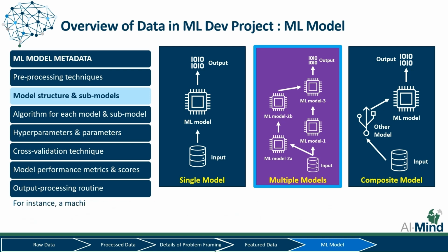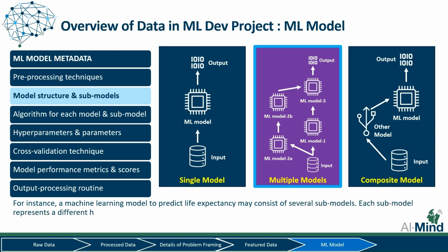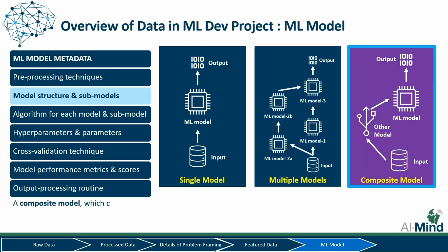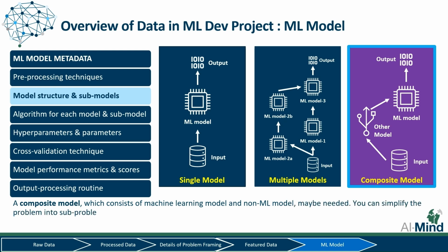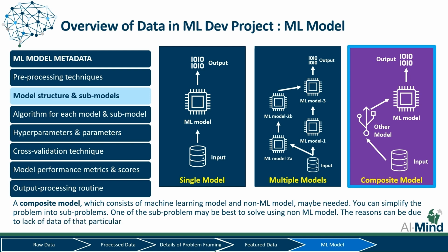For instance, a machine learning model to predict life expectancy may consist of several submodels. Each submodel represents a different health domain or risk factor. All together contribute to the life expectancy prediction. A composite model, which consists of a machine learning model and a non-ML model, may be needed. You can simplify the problem into subproblems, and then one of the subproblems may be best solved using a non-ML model. The reasons can be due to lack of data for that particular subproblem, or required by regulation, or availability of a well-performing non-ML model.